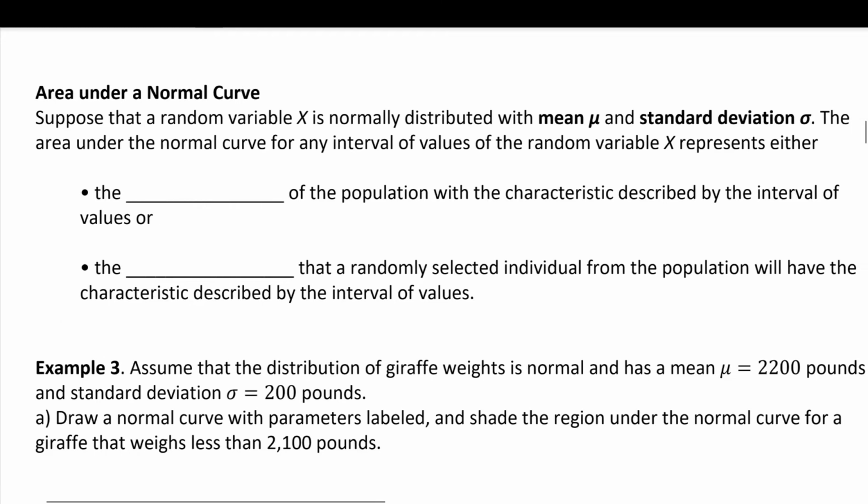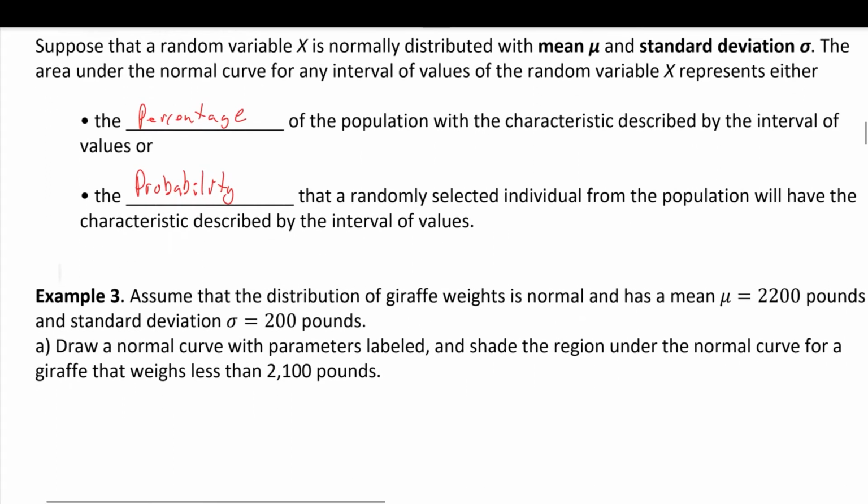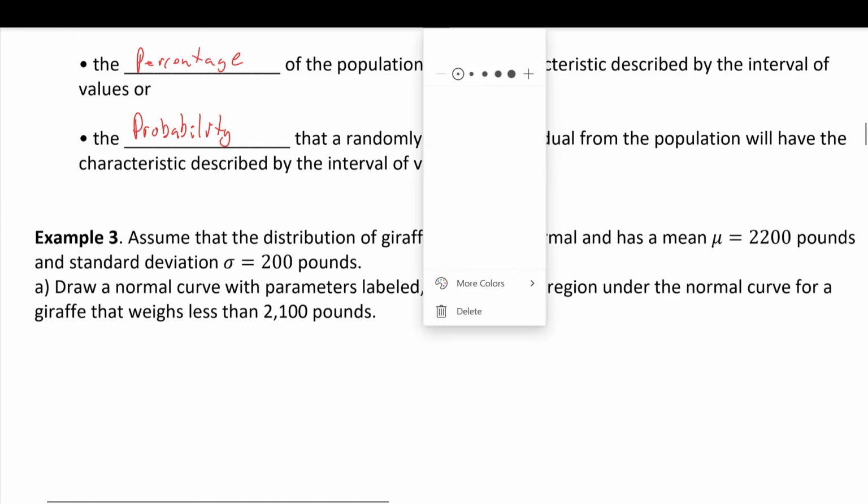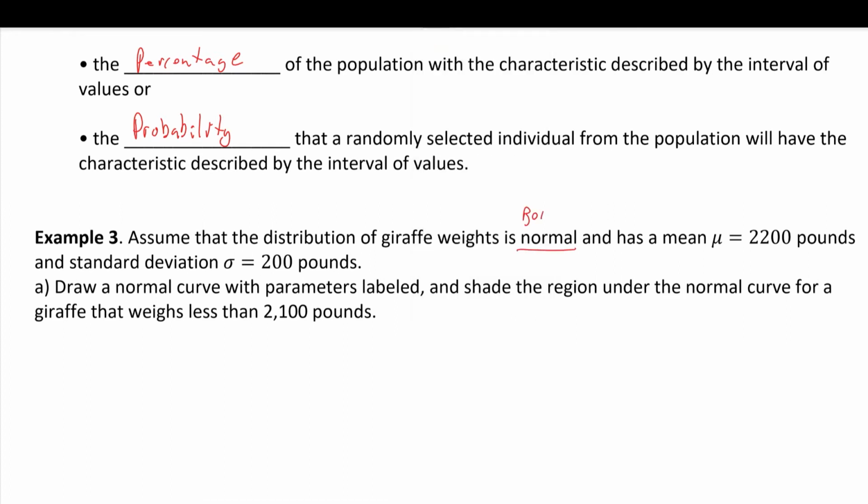Okay, so suppose a random variable x is normally distributed with the mean mu and a standard deviation sigma. The area underneath the normal curve in any interval of values of the random variable x represents either the percentage of the population with the characteristic described by the interval of values, or the probability that a randomly selected individual from the population will have some sort of characteristic described by the interval of values. Okay, it's best illustrated with an example. All right. So assume that the distribution of giraffe weights is normal. Okay, again, anytime you see that word normal, it just means bell shape.